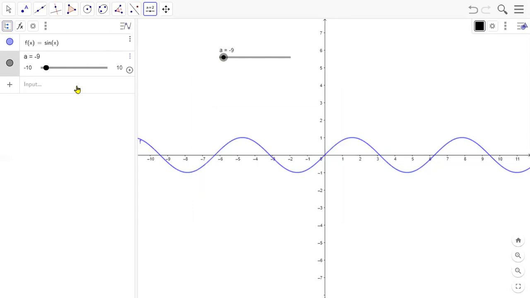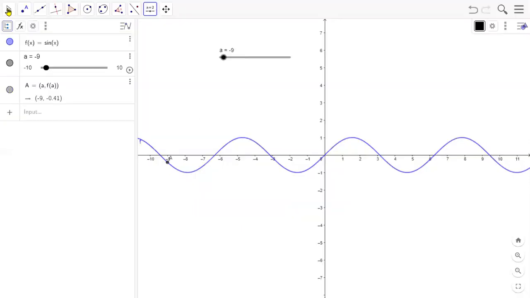So let me take the next point on the graph, such that the x-coordinate, the abscissa, is just a, and the ordinate is just f of a. Let me take this point on this graph. This point will be on this sinusoidal graph. We can see this point. Let me move this point.